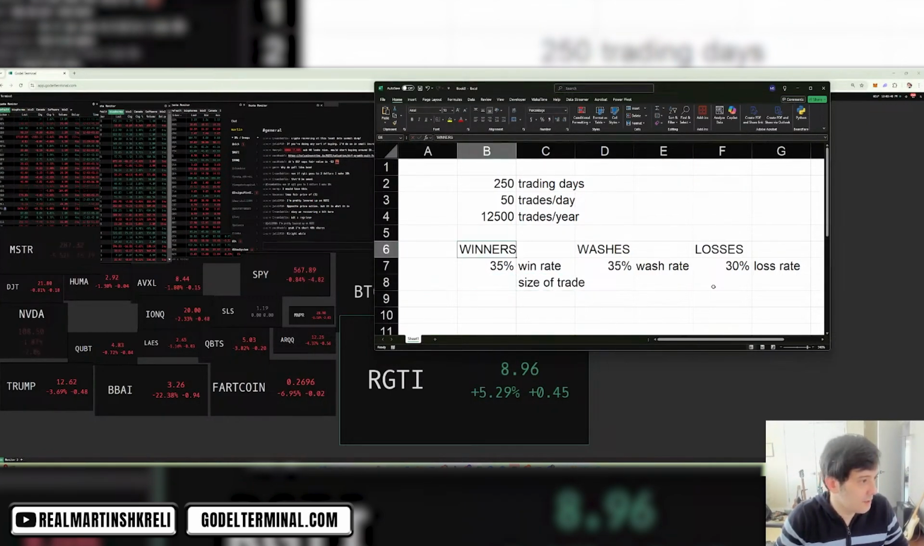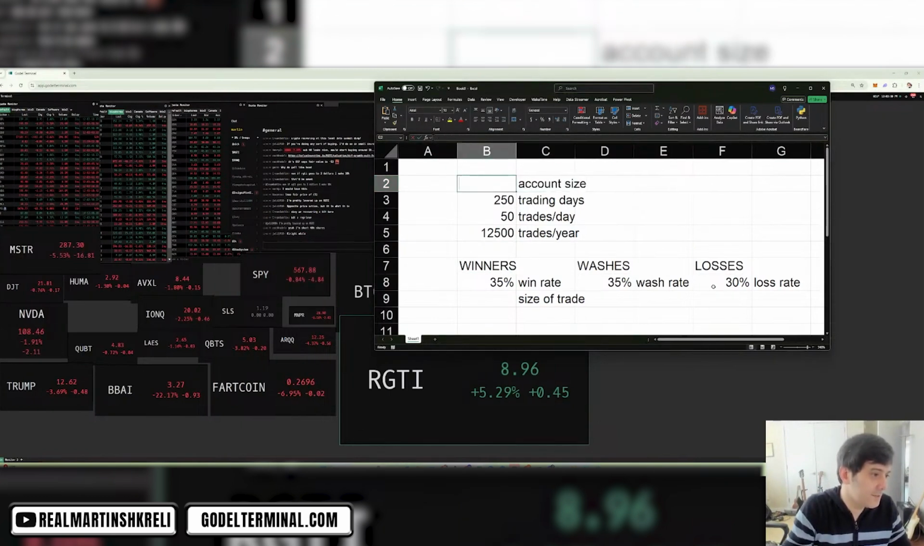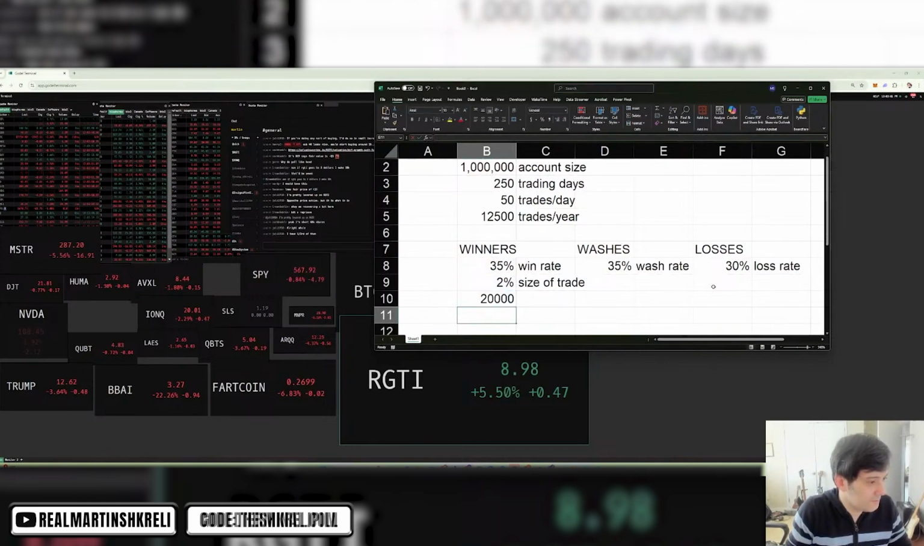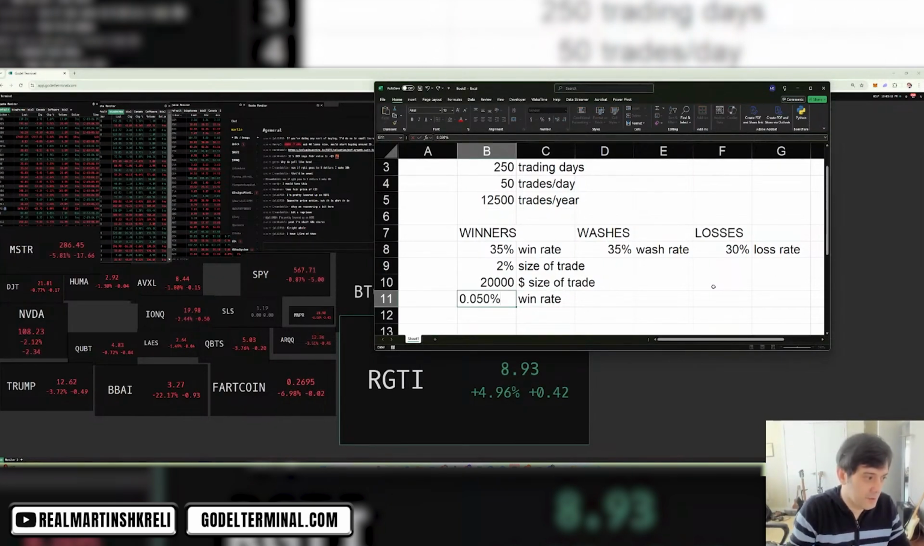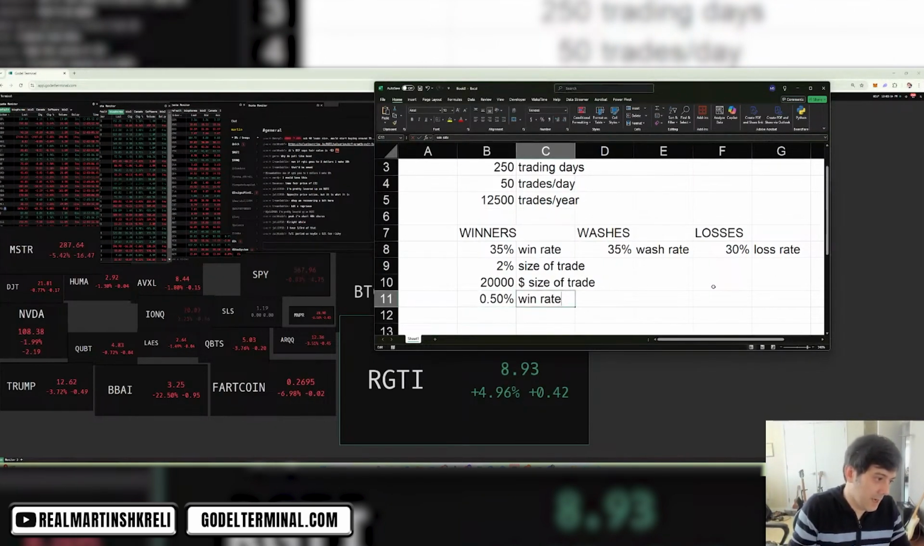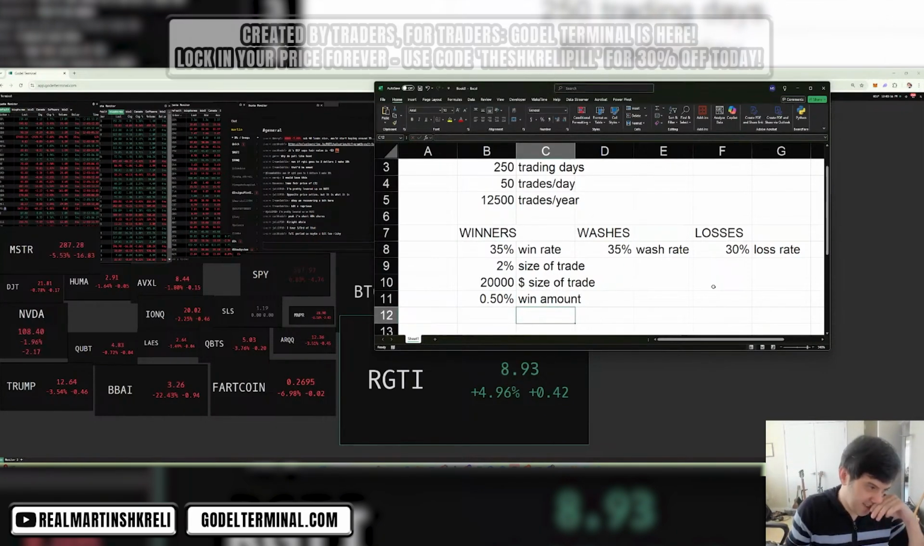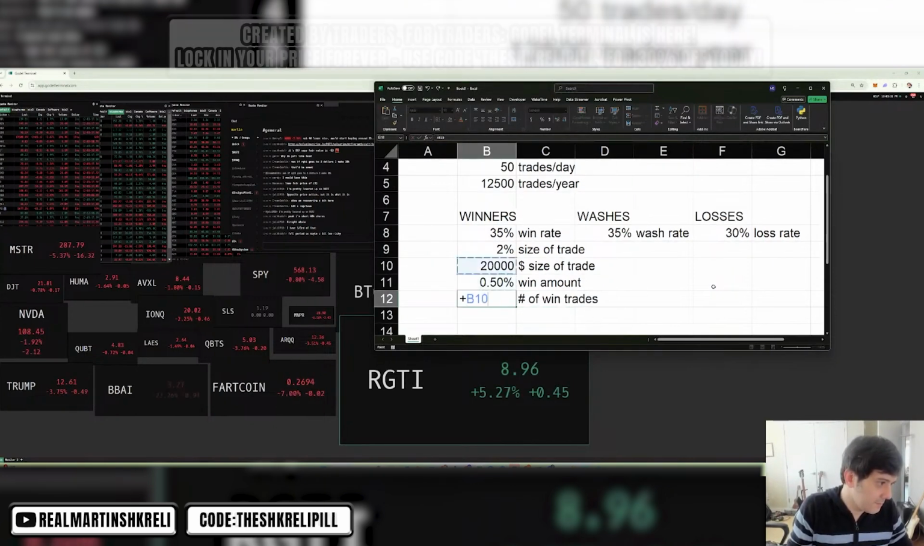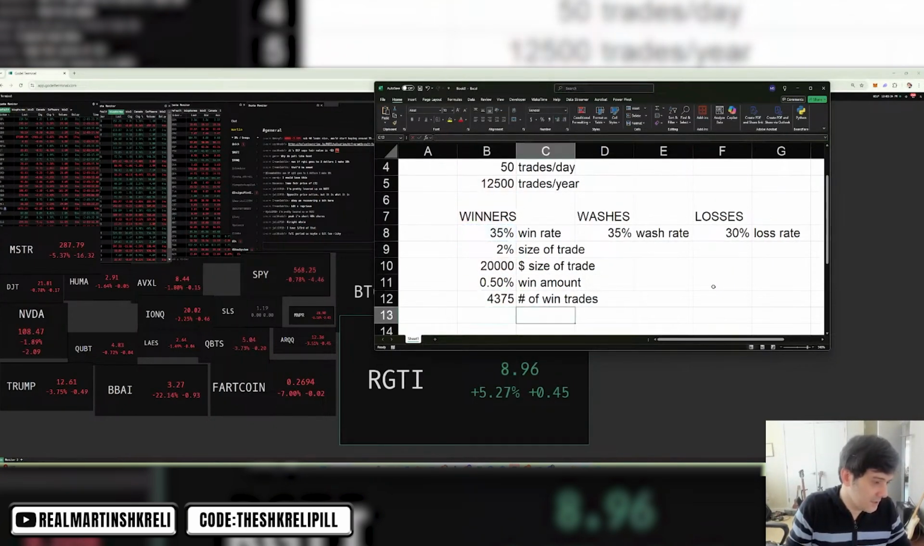Well, I don't know. Let's say my account size is $1 million. And the average size of my trade is 2%. My average trade is $20,000. Dollar size of trade. And then you could also have win rate. My win rate is 50 basis points. Or my win amount or something. So we know what the win rate is. And so number of win trades is this.